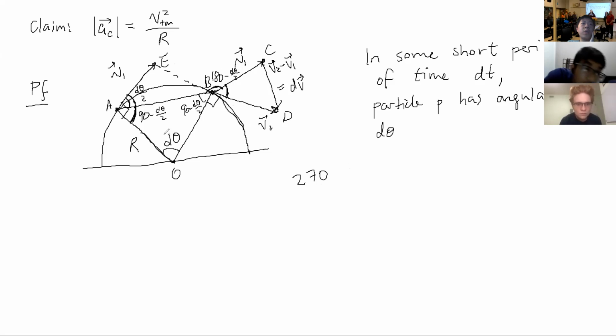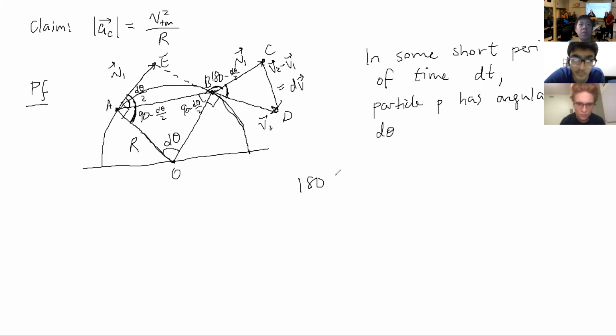Because these two are both radii, this is an isosceles triangle, so BAO and ABO are the same angle. Then we have d theta, and these two angles have to add up to 180 minus d theta. So when you split it into two, you get that. Yeah, so then you have 270 minus d theta. I'm going to do this in steps.